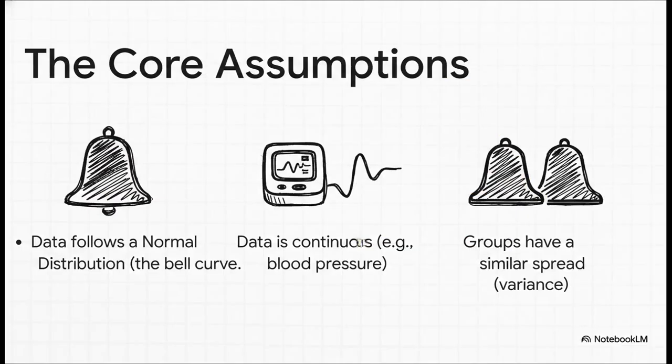So let's break it down. For a parametric test to be the right tool for the job, you basically need to check these three boxes. 1, the data has to follow that bell curve. 2, the data has to be continuous, so things you can measure, like blood pressure or weight, not categories. And 3, the groups you're comparing need to have a similar spread. That just means the data isn't way more spread out in one group than in the other.